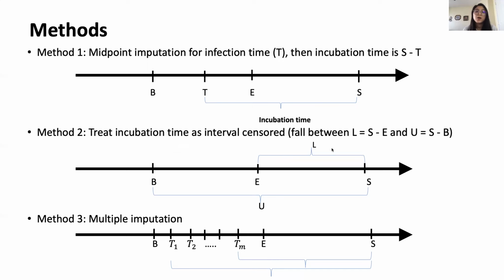infection time is between the lower bound equal to S minus E and the upper bound equal to S minus B. And lastly, is the method of multiple imputation, that we impute M infection times T and then we estimate the incubation time by S minus T. And I will talk more details about every single method in the very next slide.